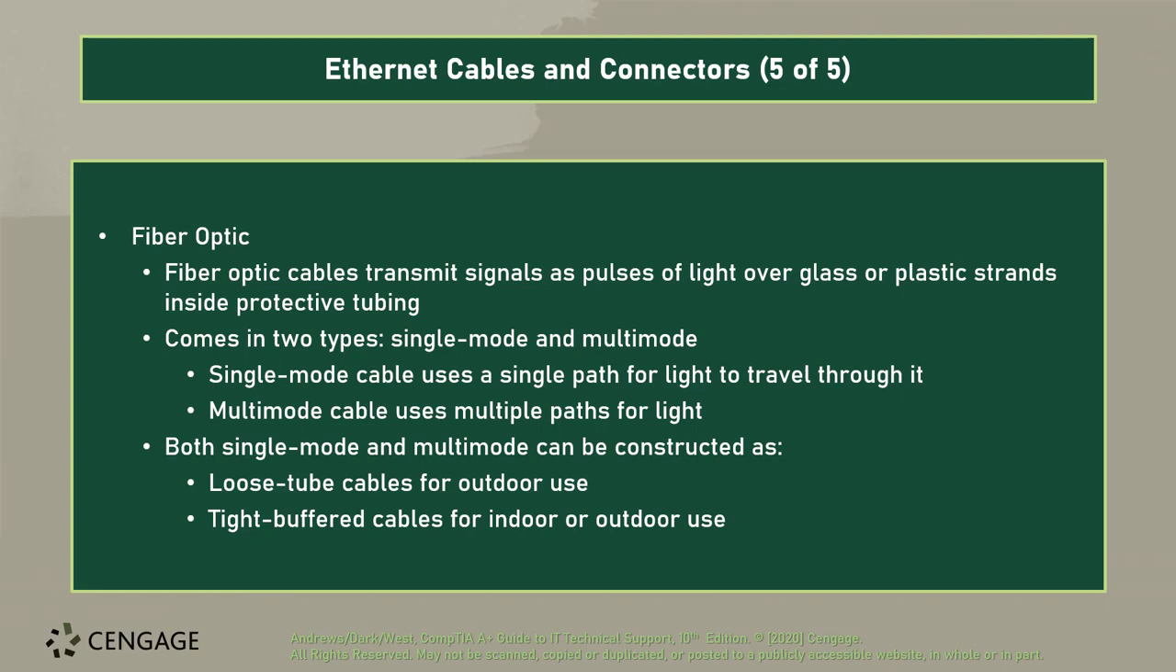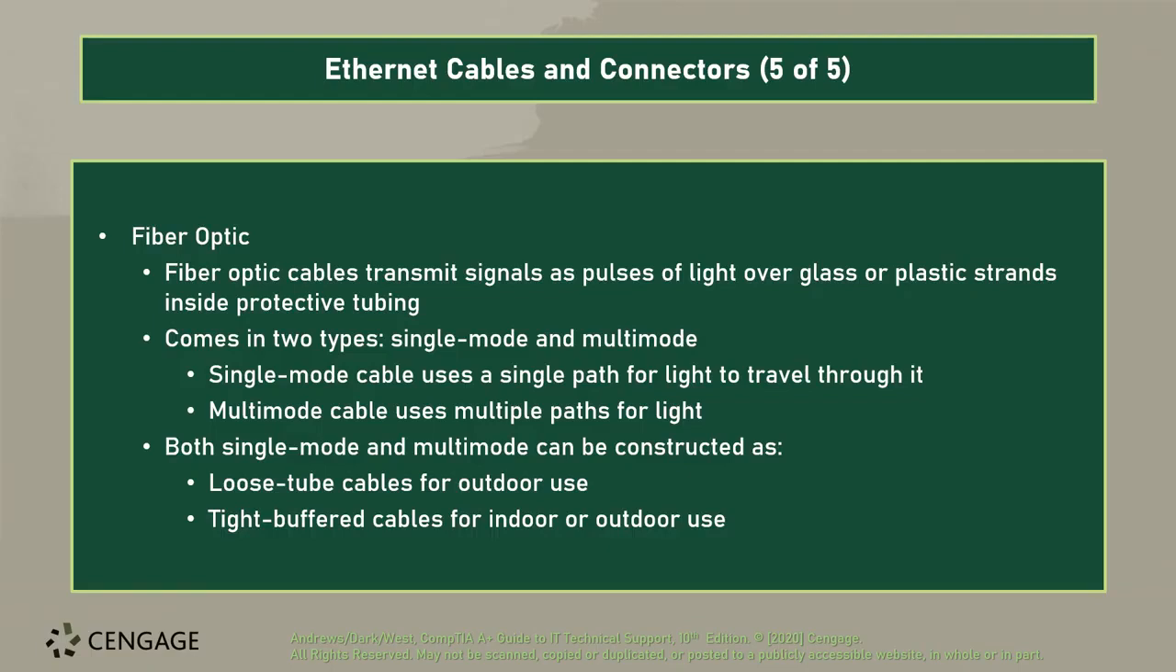Fiber optic cables transmit signals as pulses of light over glass or plastic strands inside of protective tubing. Comes in 2 different modes, single and multi. Single mode uses a single path for light, and multi-mode uses multiple paths for light. See, we can be creative. Both single mode and multi-mode can be constructed as loose or tight buffered cables. Loose tube cables for outdoor use have a little bit more flex. Tight buffered tends to be more for indoor use, where it's not going to be kept under thermal or physical or mechanical stress.